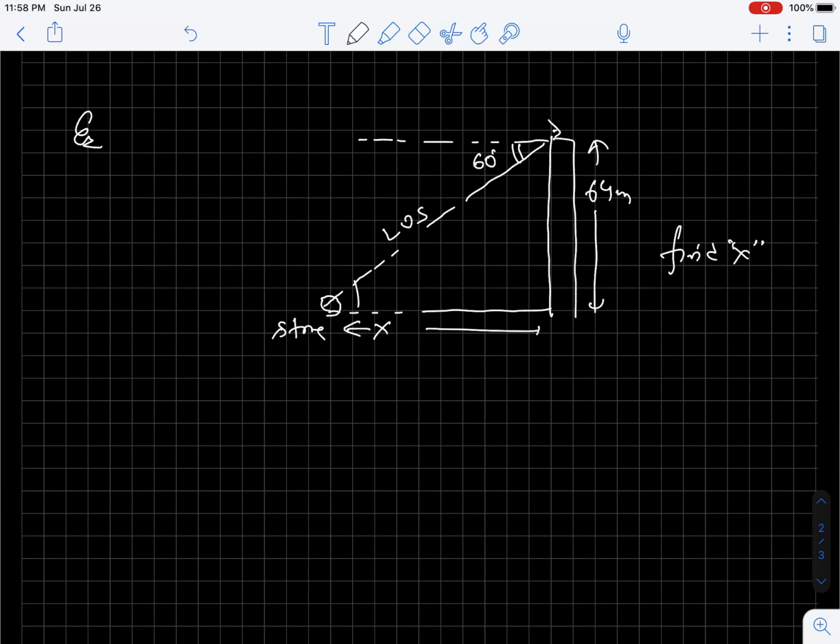If this angle is 60 degrees, then tan 60 is equal to perpendicular divided by base. The height of the building is the perpendicular, and the base, the distance of the stone from the foot of the perpendicular, is x. So tan 60 equals 64 by x. Tan 60 is root 3, so 64 by x equals root 3, and x equals 64 divided by root 3.